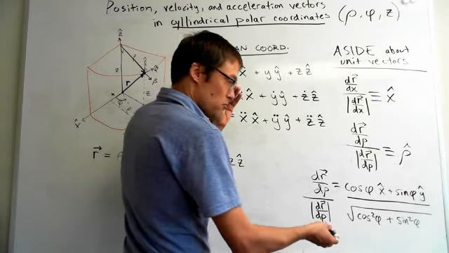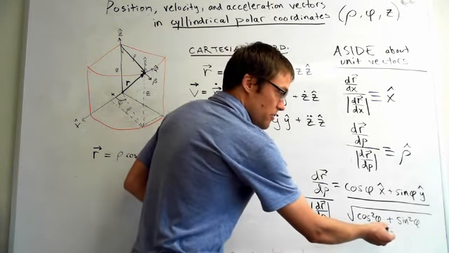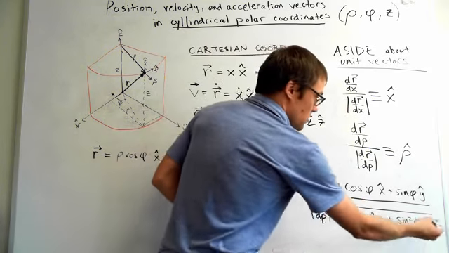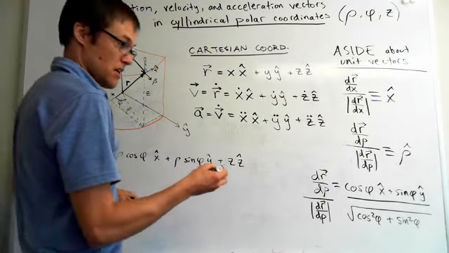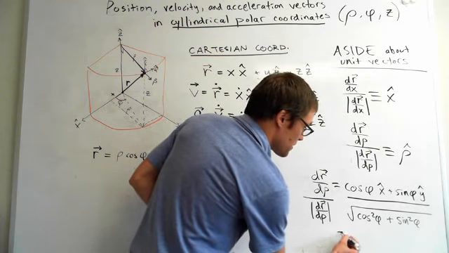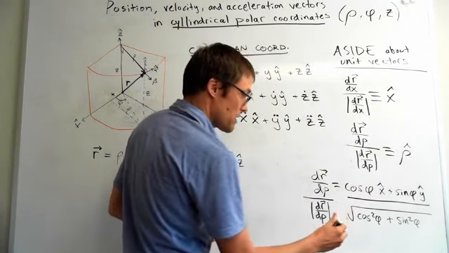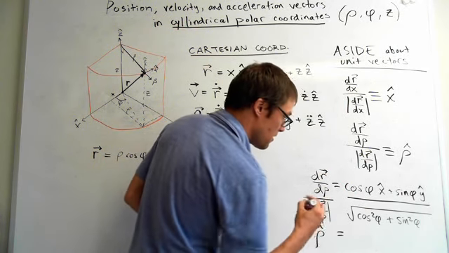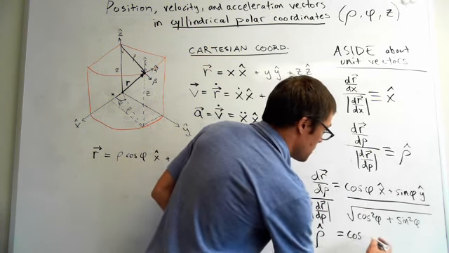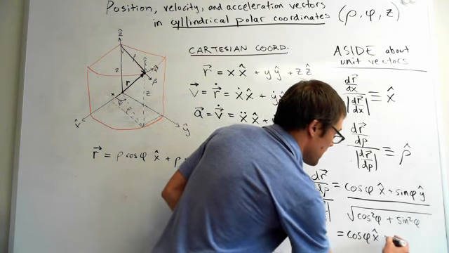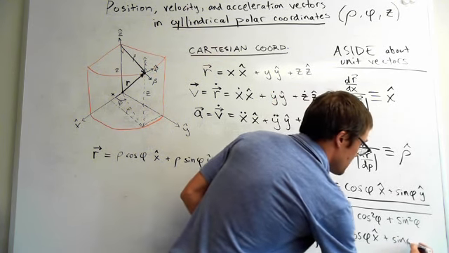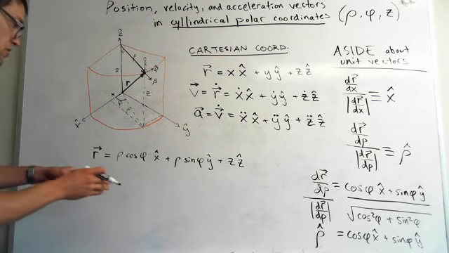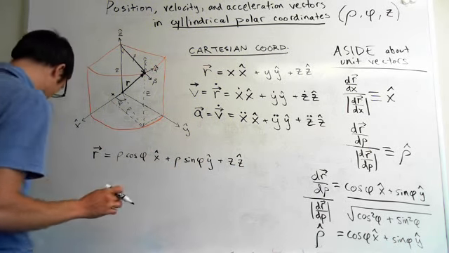And as you probably know, the trig identity for cos squared of an angle plus sine squared of that same angle is 1. So the magnitude of this vector is already 1. So the answer for what is rho hat is cosine phi x hat plus sine phi y hat, which lo and behold is sitting right here, right?